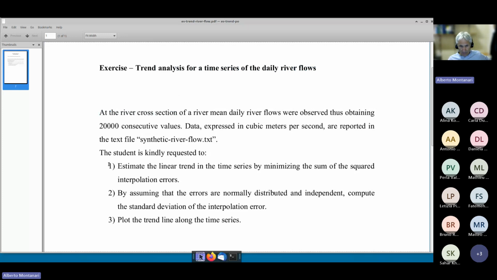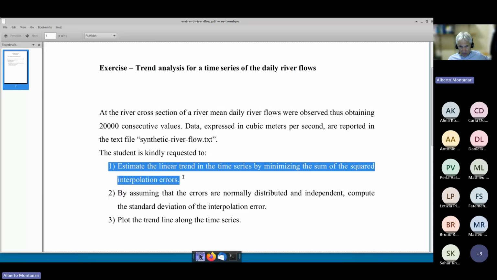So we estimated the linear trend in the time series, by minimizing the sum of the squared interpolation errors. Okay, I want to go back to this exercise and perform some additional experiments by using different objective functions, so we can understand how the results may change. In this case, I don't think they will change a lot because it is a situation where I don't think there is large uncertainty here.